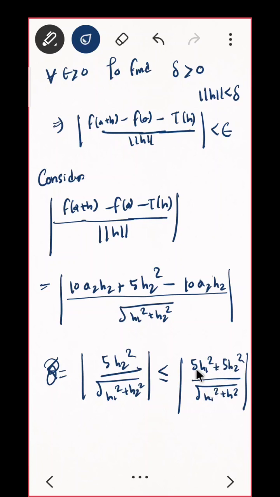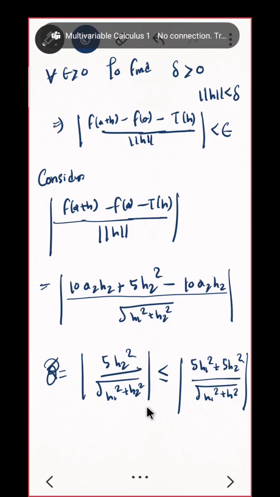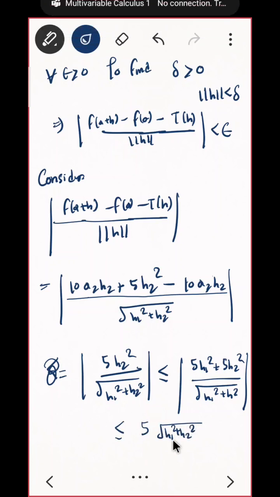So I will take 5 common, this will be h1 square plus h2 square, and they will get cancelled, which then I'll be having this is less than or equal to 5 times root of h1 square plus h2 square. And if I have already an estimate for this, what is that? You see, we have already considered norm of h is less than delta, and this is the same as norm h only, na?